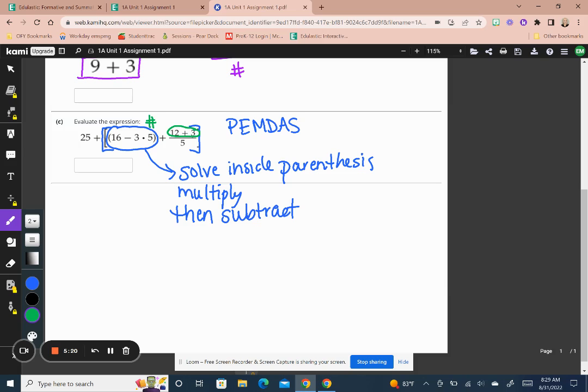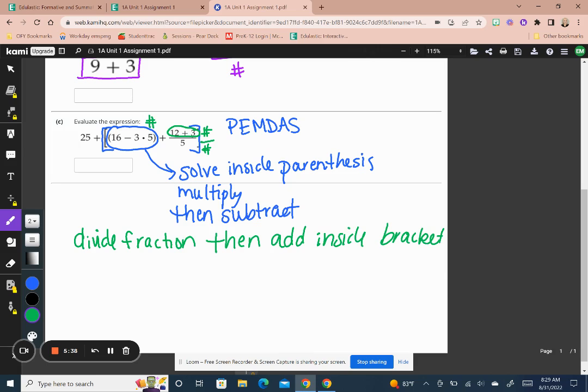You want to solve the top part. You'll get a number and then divide it by the number. You're going to do this division first. And then you're going to add it. This is also inside the bracket. And then so you're going to take your bracket number and add it to 25.